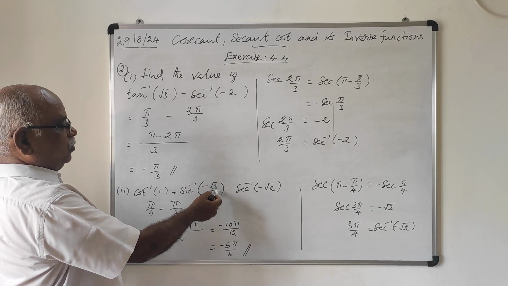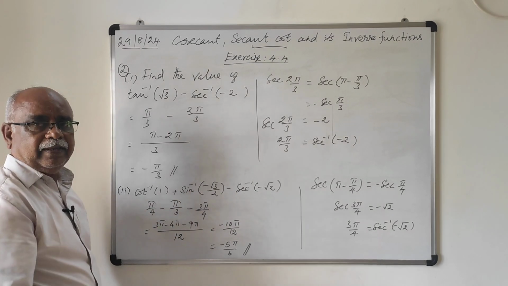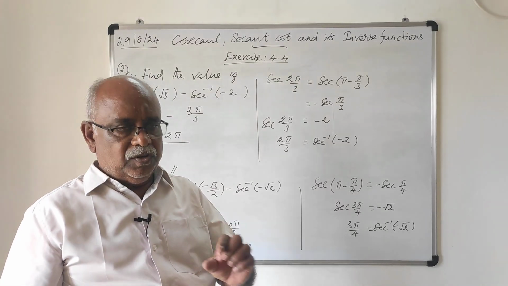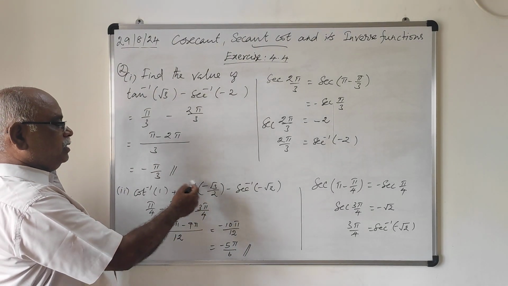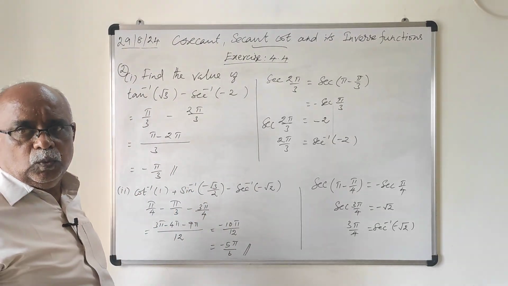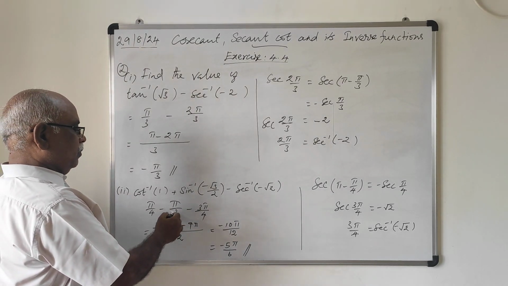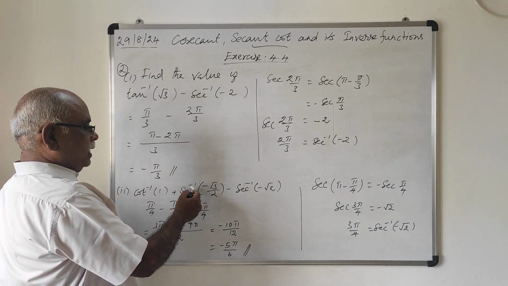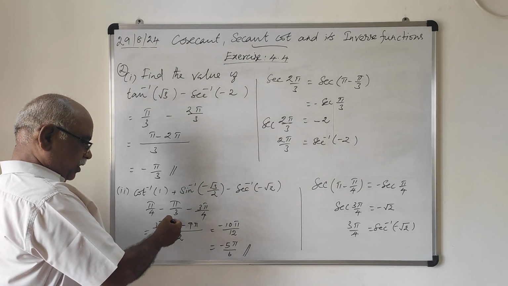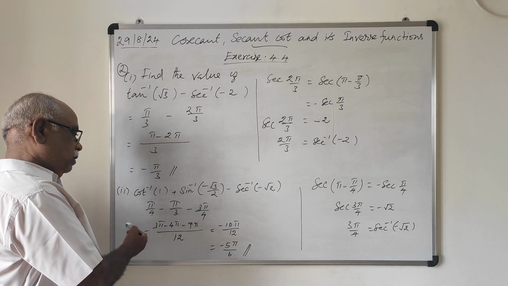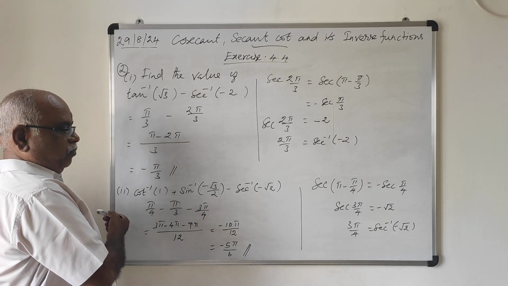Sin inverse of minus root 3 by 2 is minus pi by 3. So this is minus 60 degrees, because sin inverse lies between minus pi by 2 and plus pi by 2, the domain. Therefore this is minus pi by 3 in the domain. So sin inverse of minus root 3 by 2 is minus pi by 3. Cot inverse of 1 is pi by 4.